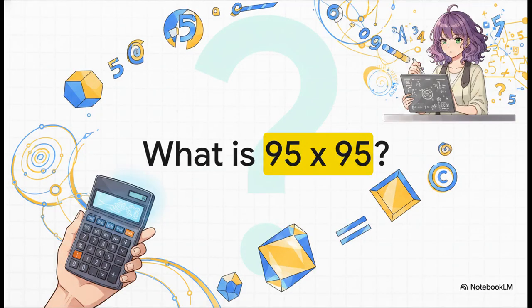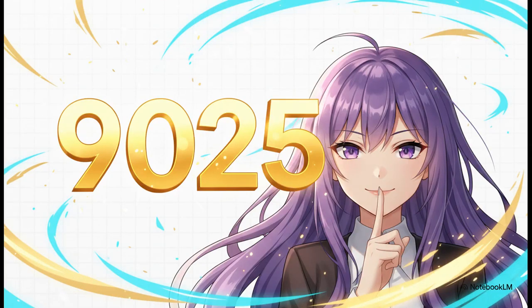Okay, right out of the gate, a quick question for you. What's 95 times 95? Go on, take a second. Maybe you're reaching for your phone's calculator, or you're starting to scribble it out the long way. And the answer is 9025. Yeah, and I'm willing to bet I got there a whole lot faster than you did.